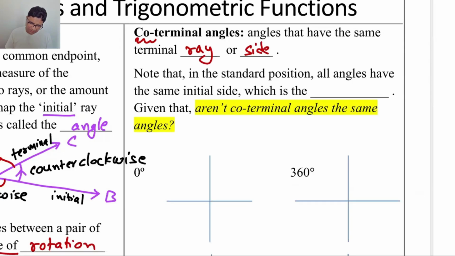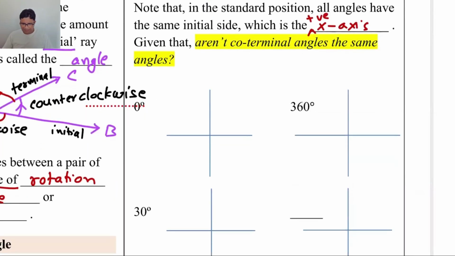Note that in standard position, all angles have the same initial side, which is the x-axis. Positive x-axis actually, I should say. Plus ve means positive. So the positive x-axis is the initial side for all of them anyways. If the terminal side also is the same, we call them coterminal. So here is an example. Then I will ask that question, what you see there highlighted.